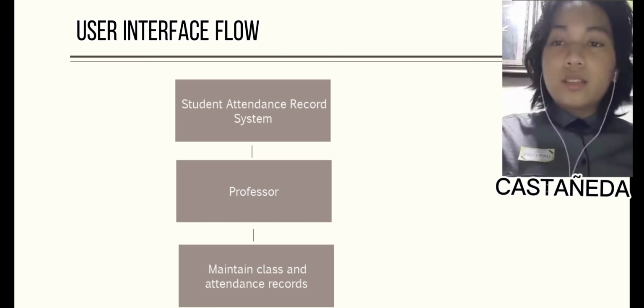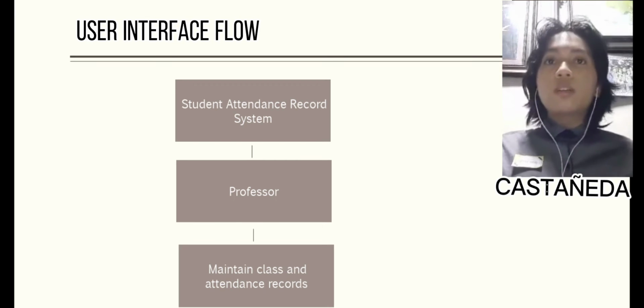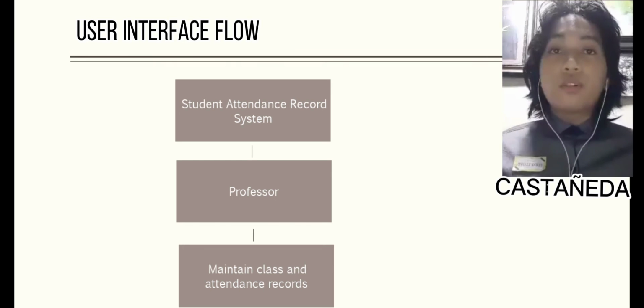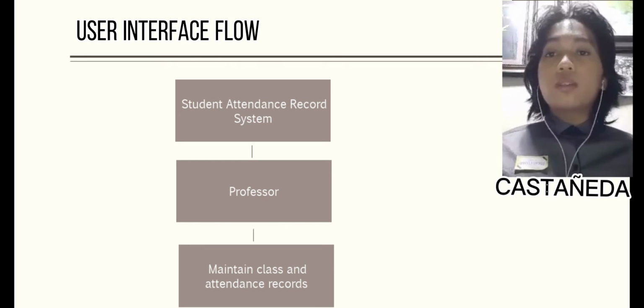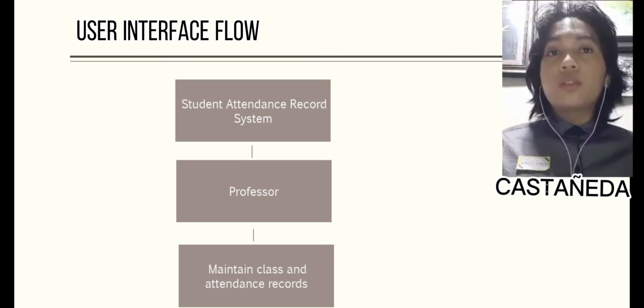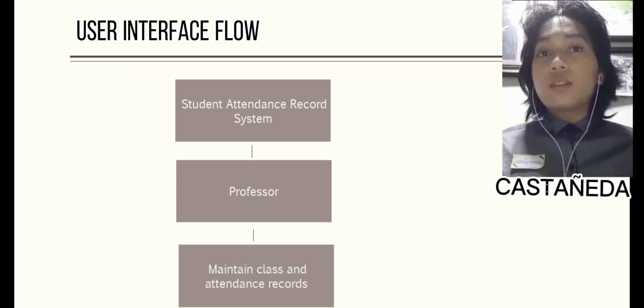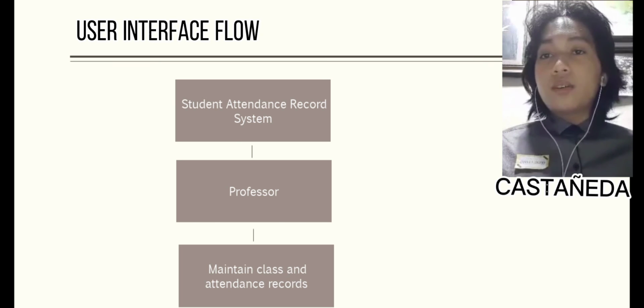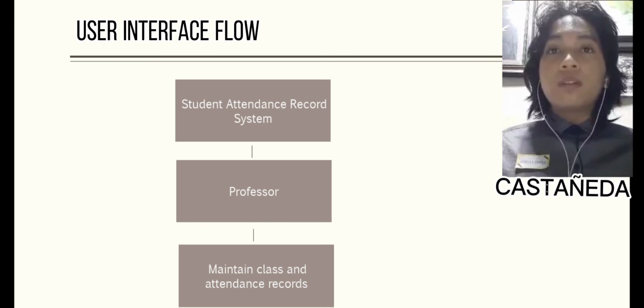My name is Castañeda and I'm part of Group 1 and I'm here to discuss the user interface and the user interface flow. First up is the user interface flow, which consists of the student attendance record system, followed by the professor, followed by maintain class and attendance records. That's all for the user interface flow, and let's move on to the interfaces of our program.